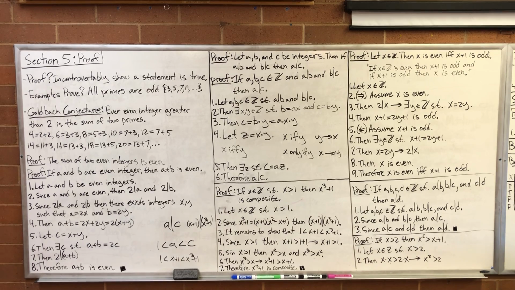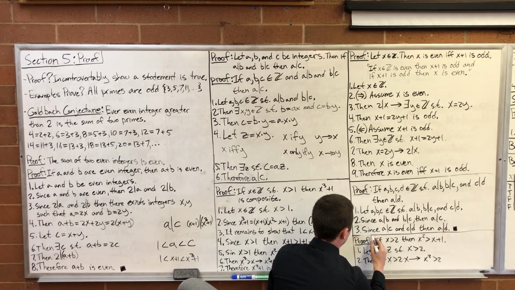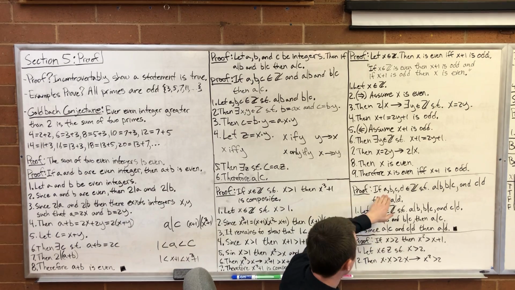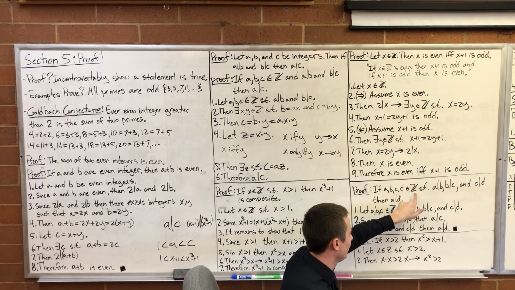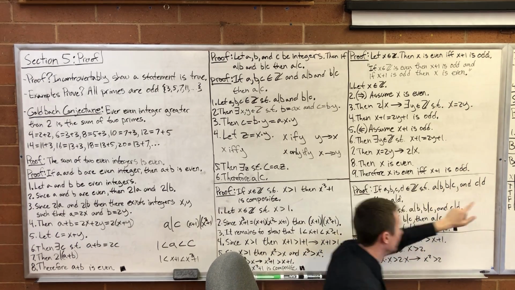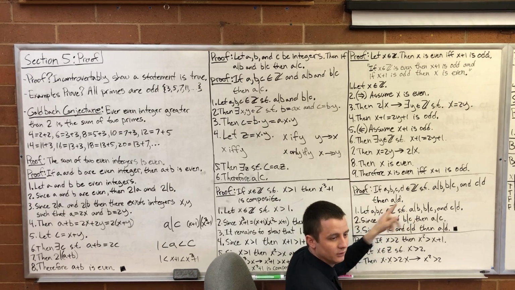Okay, now we're going to teach you how to utilize your past proofs. You don't need to reinvent the wheel every time you do a proof. Let's see an example that seems like it might be hairy, but turns out it's real easy. If A, B, C, and D are integers such that A divides B, and B divides C, and C divides D, then A divides D. That sounds like a nightmare.